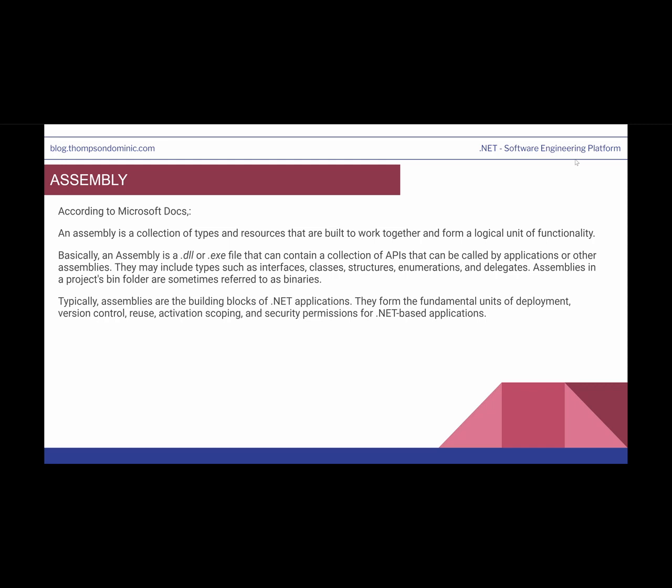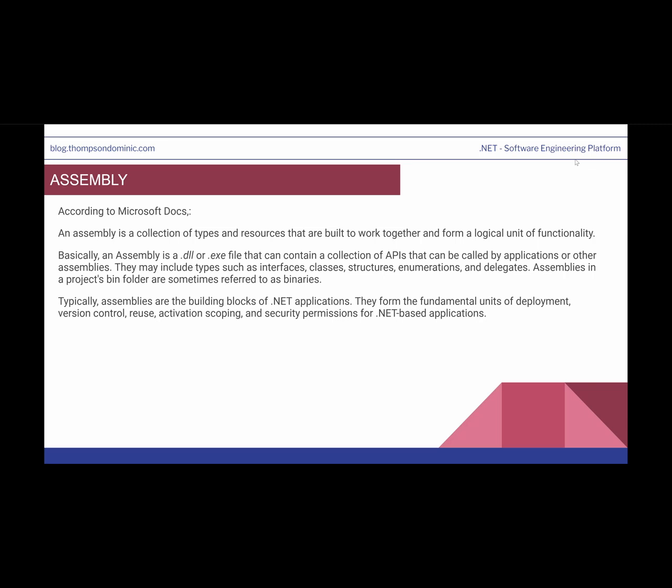So typically assemblies are the building blocks for .NET applications. They form the fundamental units of deployment, version control, reuse, activation, scoping, and security permissions for .NET based applications. So as I said earlier, every project with its source code in the .NET platform is compiled into an assembly. We use the word build. That is what we use.